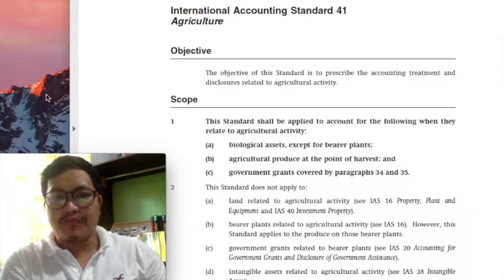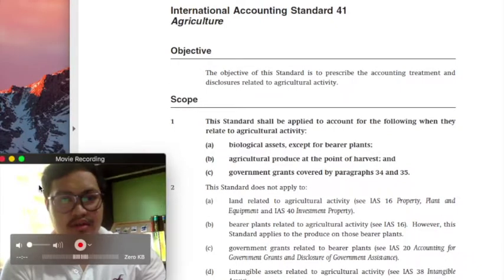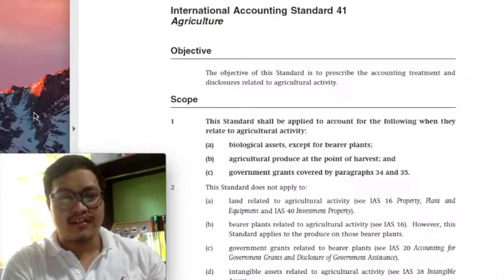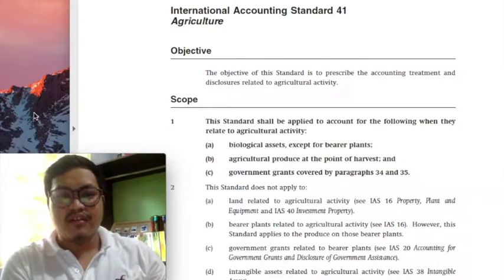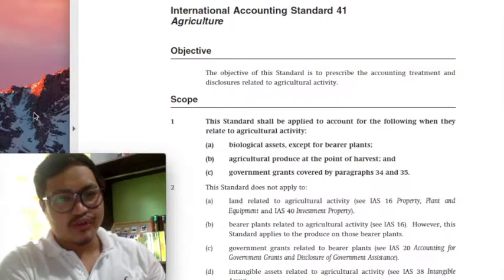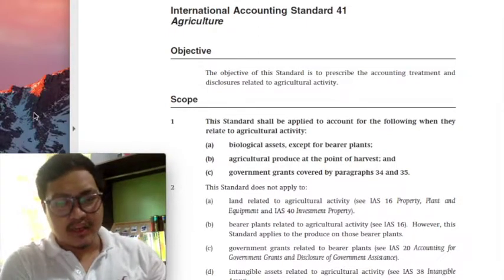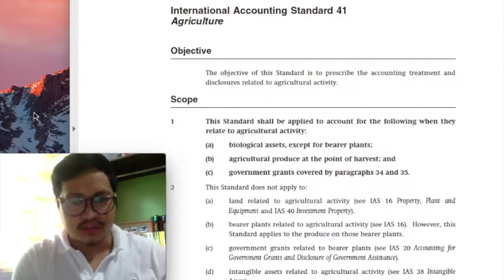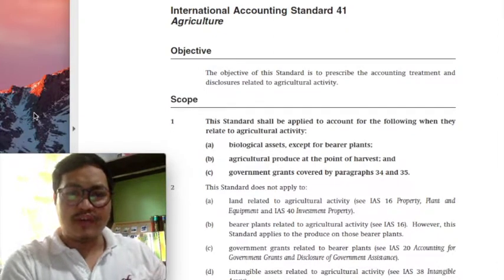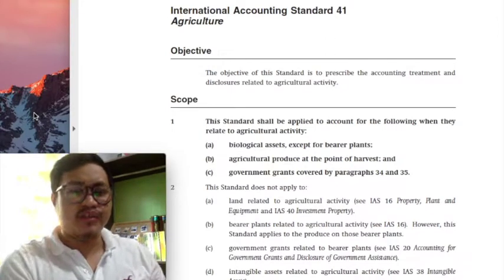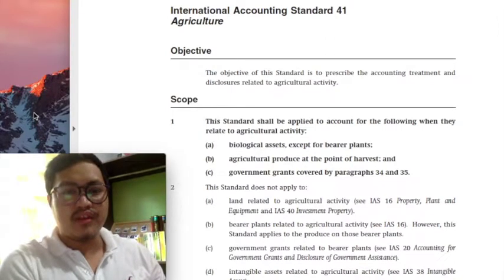Now, obviously, PAS 41 is about agricultural activity, class. Okay, and this is also another choice that could be given, that the title of PAS 41 is agricultural activity. Okay, but again, the title is only agriculture, class. Okay, so PAS 41 deals with the accounting treatment and disclosures required for agricultural activity.